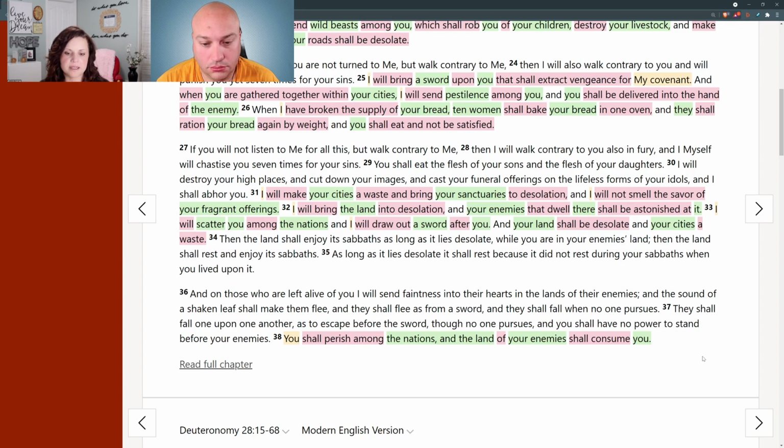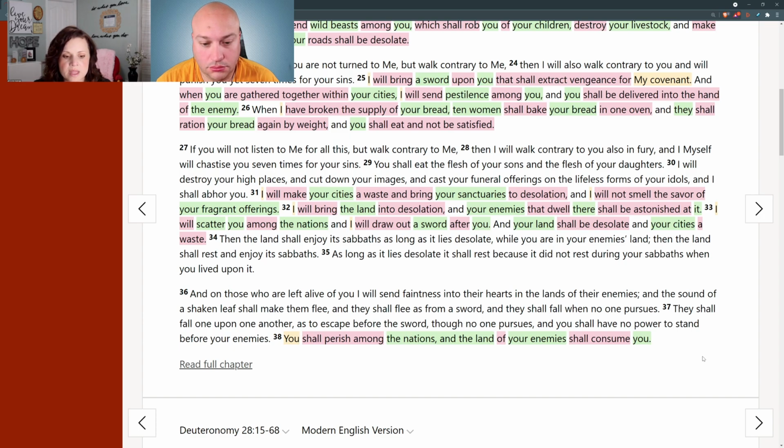I will bring the land into desolation, and your enemies that dwell there shall be astonished at it. I will scatter you among the nations, and I will draw out a sword after you, and your land shall be desolate and your cities a waste. Then the land shall enjoy its Sabbaths as long as it lies desolate, while you are in your enemy's land. Then the land shall rest and enjoy its Sabbaths. As long as it lies desolate, it shall rest, because it did not rest during your Sabbaths when you lived upon it.